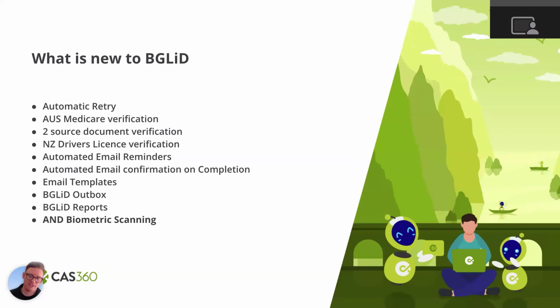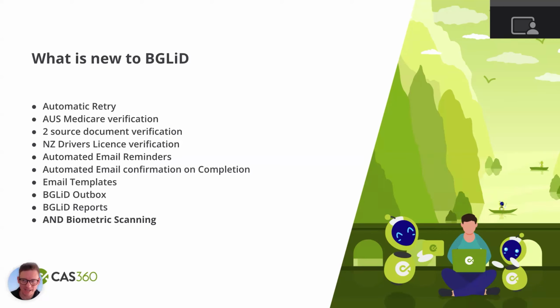We've added a lot of features and functionality to BGLiD over the journey. One of the best features we've got is automatic retry. Sometimes clients make mistakes when keying in their ID details. And if they do, BGLiD actually has an automatic free retry. So we give you 2 attempts. We don't charge you for each attempt.